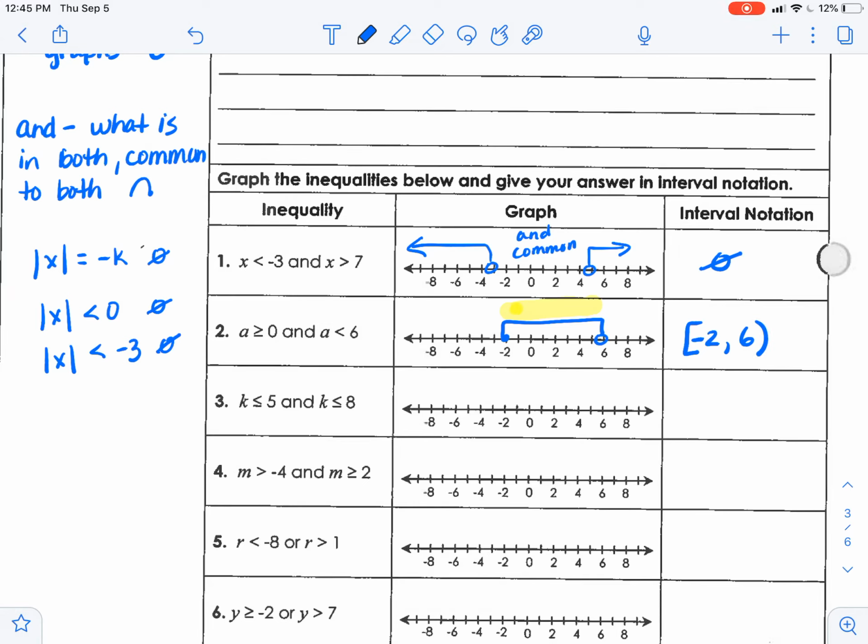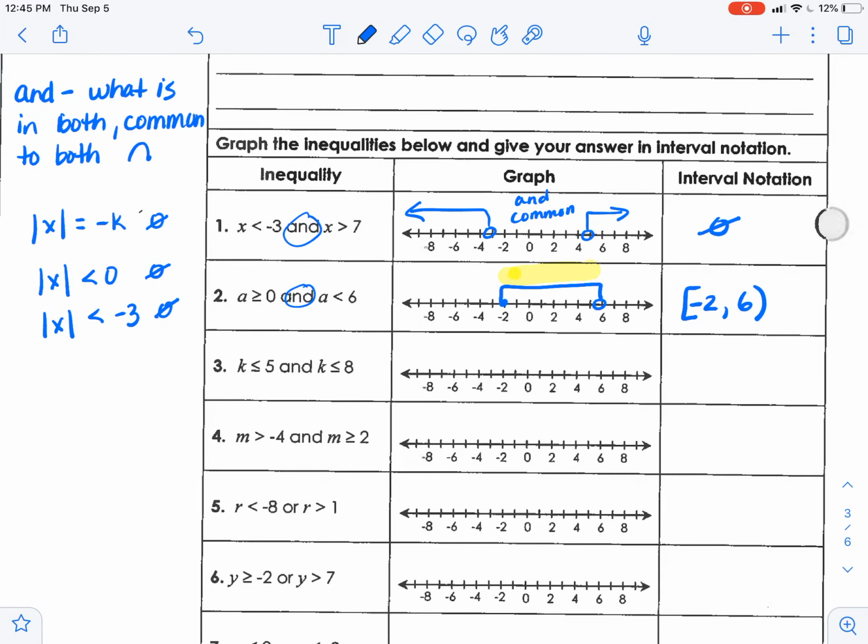Okay? And again, watch this wording, because in a minute it's going to switch. So that word and. So I'm going to have x less than or equal to 5, and x less than or equal to 8. Okay? Now, this one looks different. It doesn't look like either of the first two. So this is kind of our third case scenario.